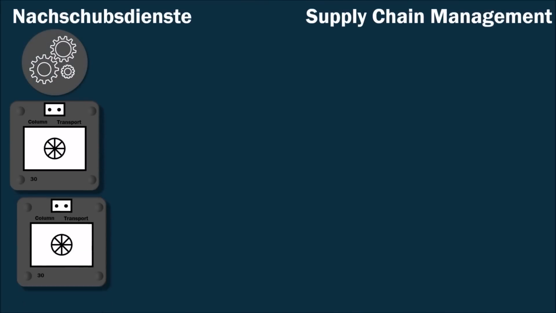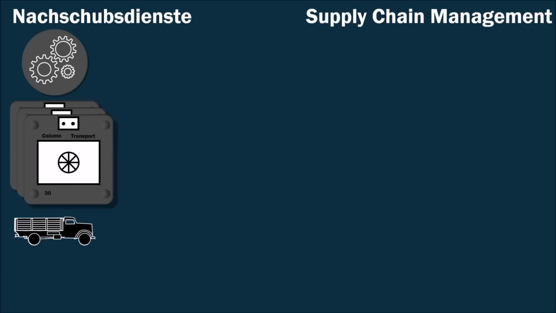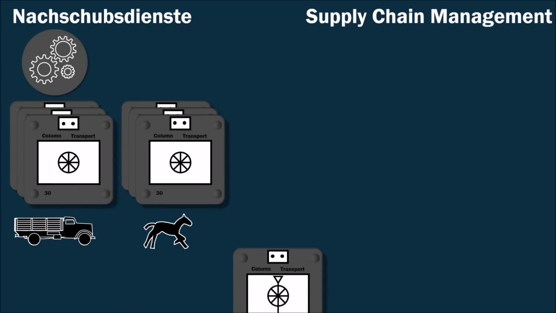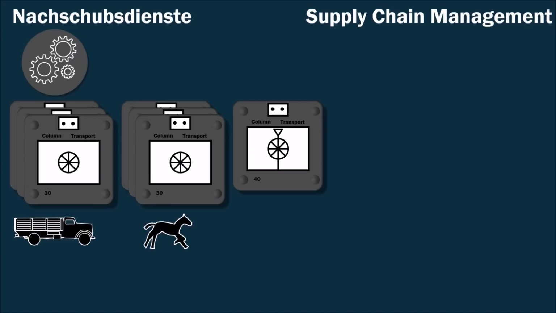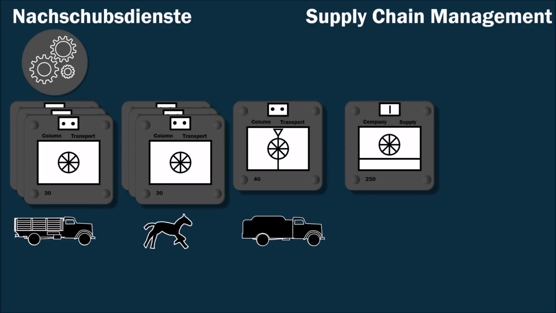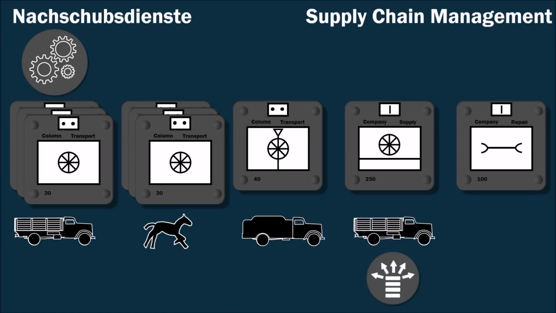These consist of 3 columns of transport units that were motorized and another 3 columns of transport units that were horse-drawn. And also a column for transporting fuel. Now the next unit is very important, it's the supply company, and it was basically in charge of setting up all the distribution points. And finally a repair company, which was also motorized.